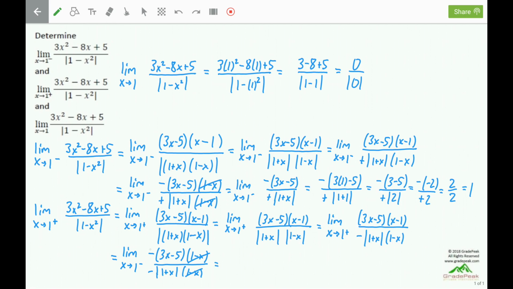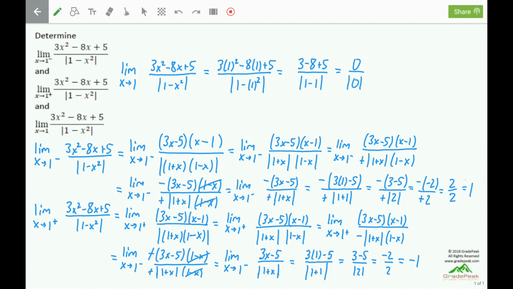And while we're at it, the negatives can cancel as well. That and that can cancel. And we're left with the limit as x goes to 1 from the left side of 3x minus 5 over the absolute value of 1 plus x. And now that we no longer have the 0 over 0 indeterminate form, we can plug the 1 in for the remaining x's. So we'll have a 3 times a 1 minus 5 over the absolute value of 1 plus 1. 3 times 1 is 3 minus 5 over the absolute value of 1 plus 1, which is a 2. 3 minus 5 is a negative 2. The absolute value 2 is a positive 2. A negative 2 over a positive 2 comes out to a negative 1.